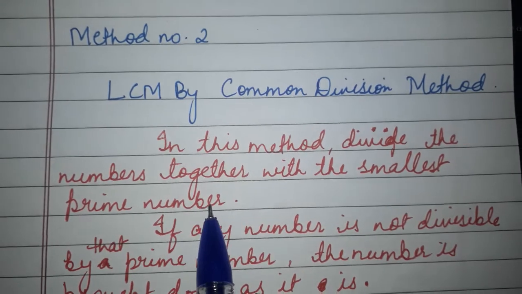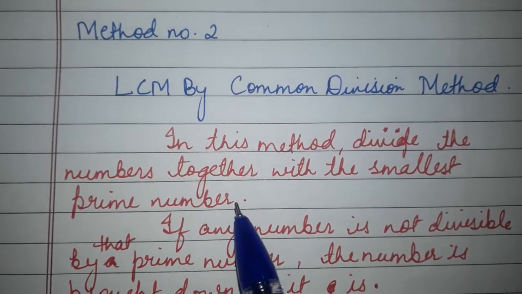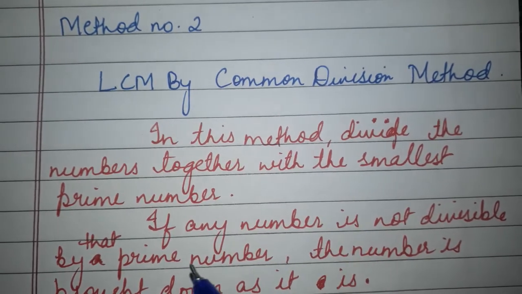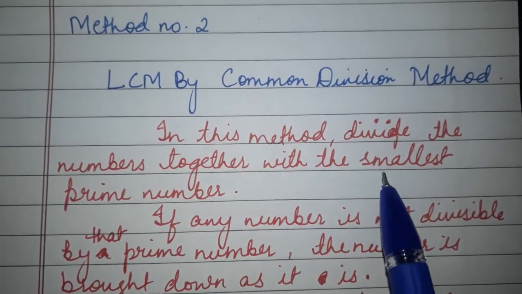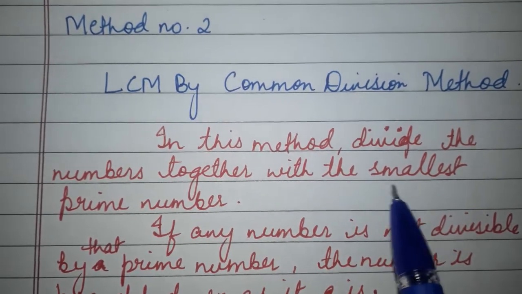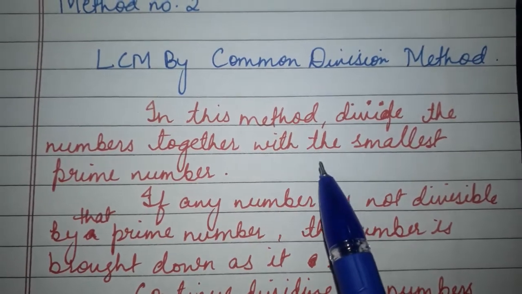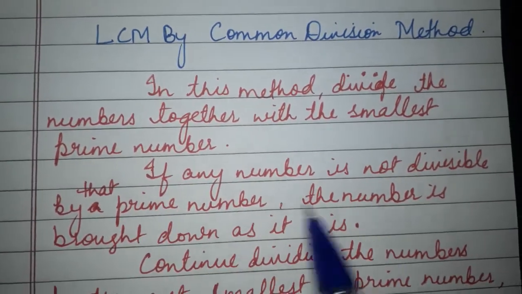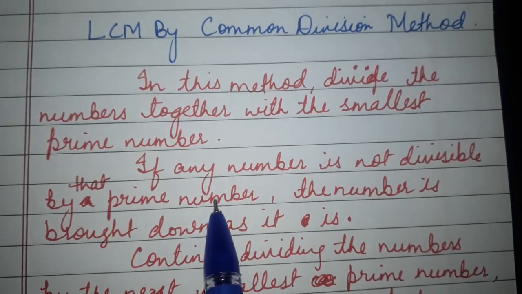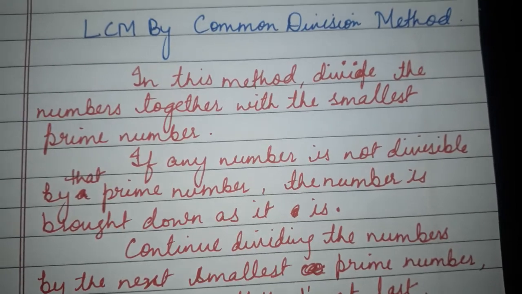I hope all of you remember what prime numbers are. Prime numbers are the numbers which are divisible either by 1 or by itself. So we are going to divide the numbers starting from the smallest prime number. That means we are going to start with 2. Now the next line says that if any number is not divisible by that prime number, the number is brought down as it is. Now what does it mean?